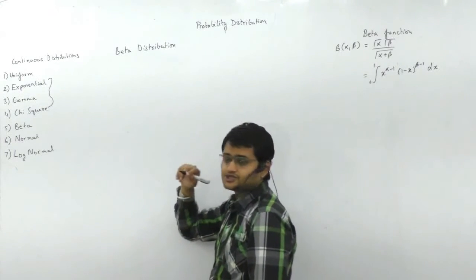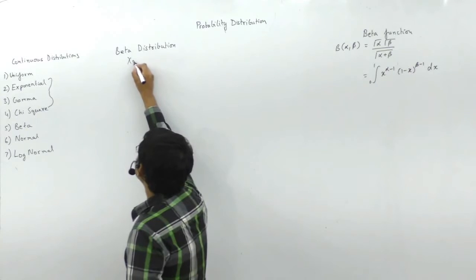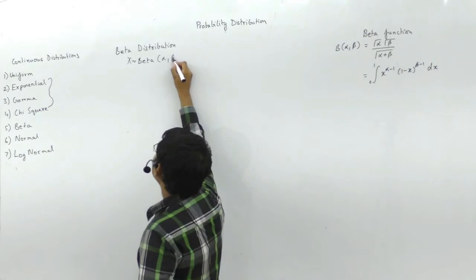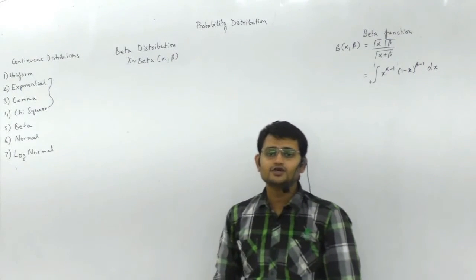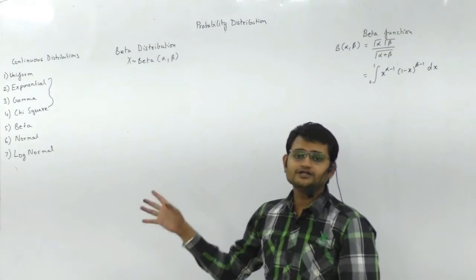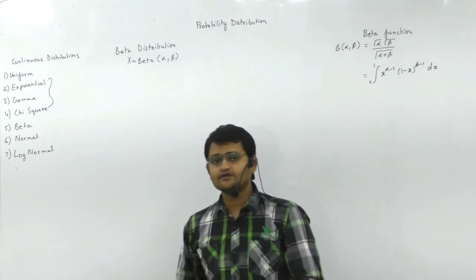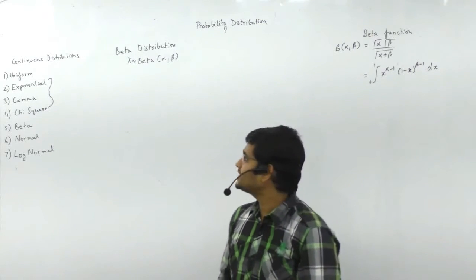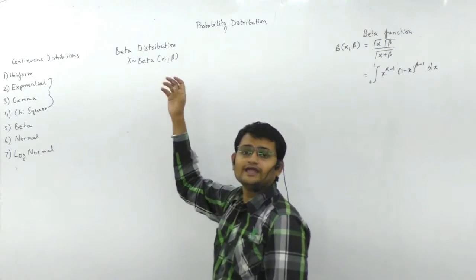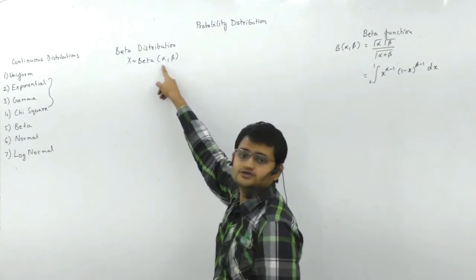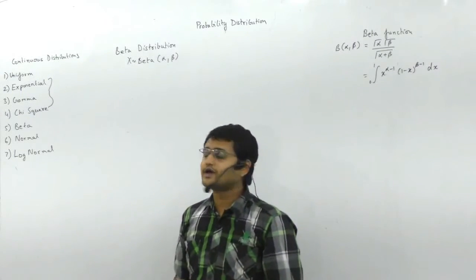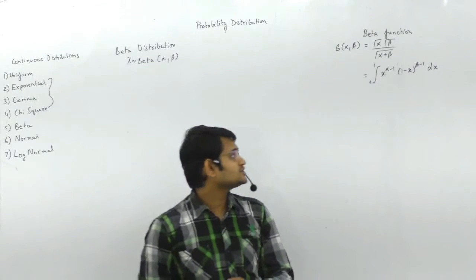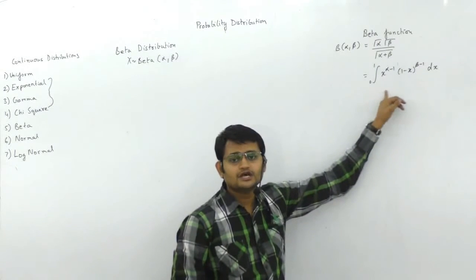Now for beta distribution, we write it as x follows beta with parameters alpha comma beta. So these are the two parameters of a beta distribution. Now beta distribution is such a distribution that we can make it fit into any kind of graph. So it can go from a straight line into any kind of curve by changing the values of alpha and beta. That is why the beta distribution was actually formed, because it can fit any kind of distribution. So basically it was derived from this beta function.